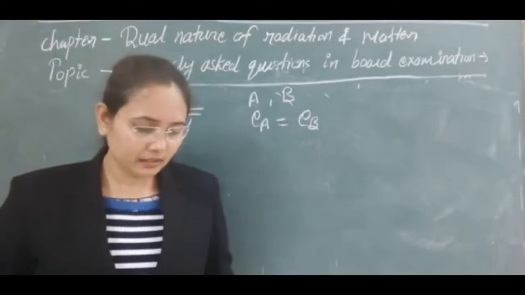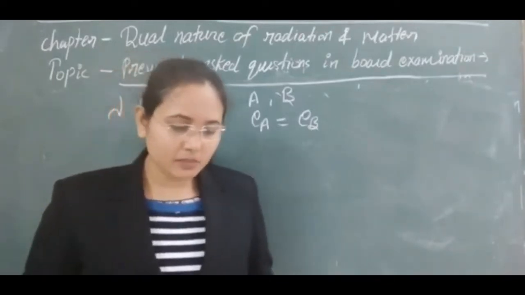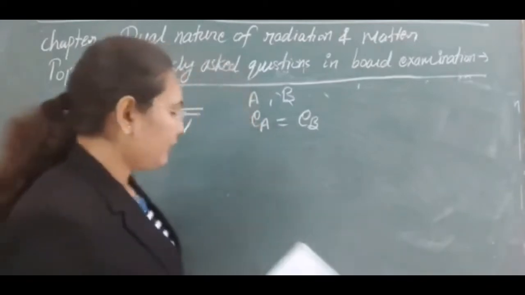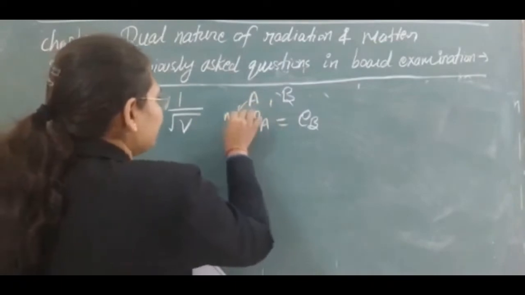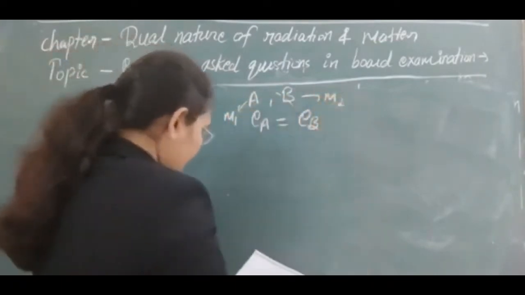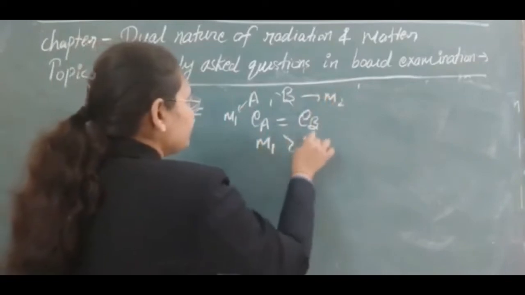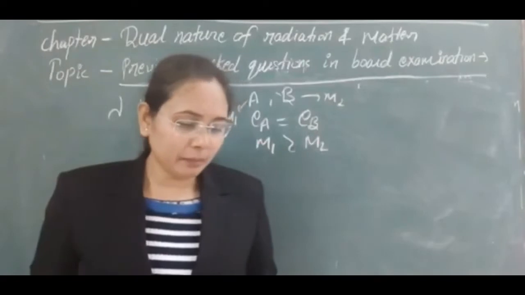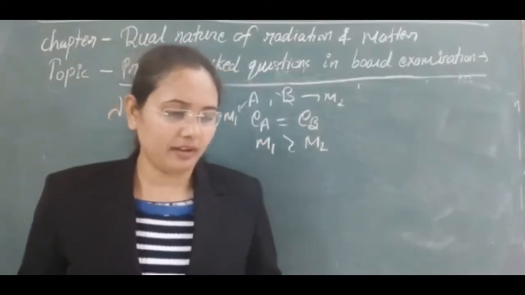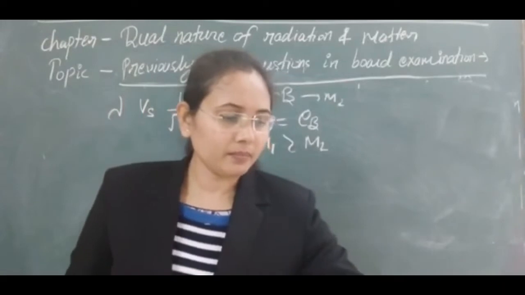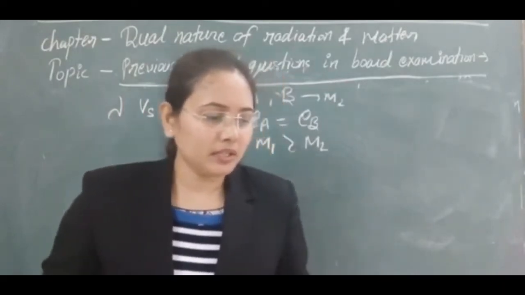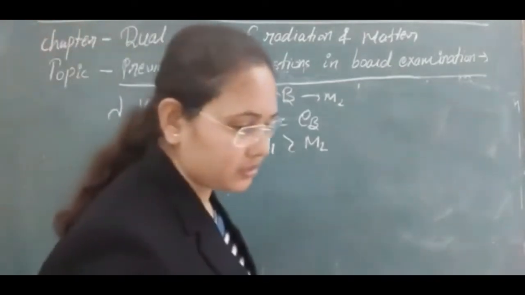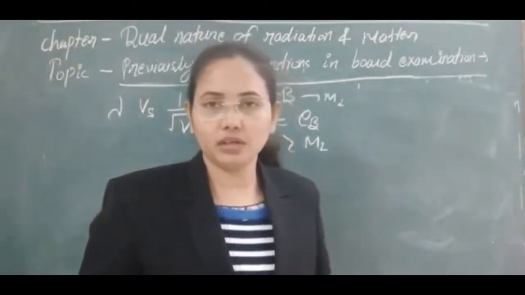Next it is given that they carry the same charge but have masses m1 and m2, meaning their masses are different. A has mass m1, B has mass m2, and the condition is given that m1 is greater than m2. So which one of the two represents a particle of smaller wavelength and why?